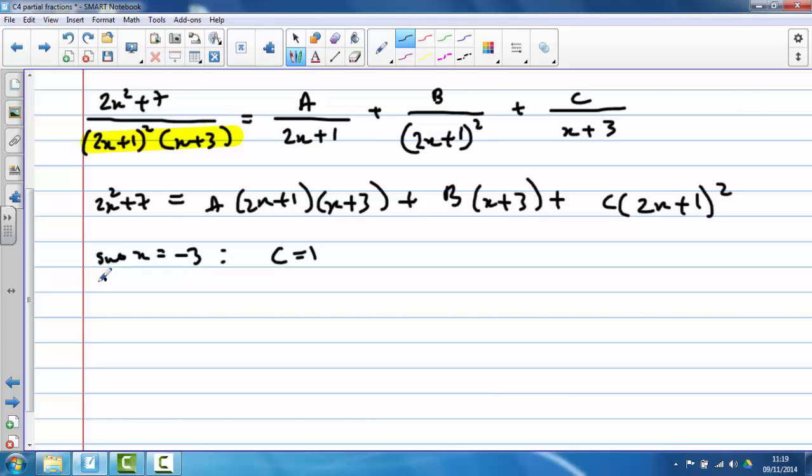Similarly, if we then substitute x equals a half, the half comes from here, so 2x plus 1 equals 0, so x equals minus 1 over 2. Let's put the minus in. Let me in fact write that out so it's a bit more clear.